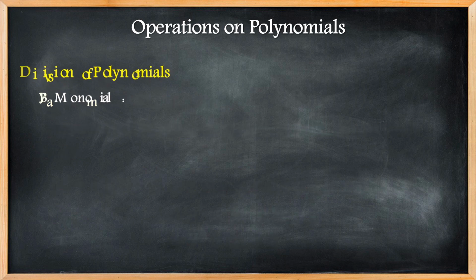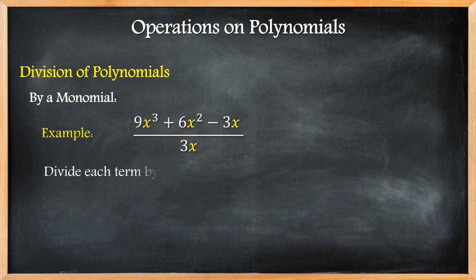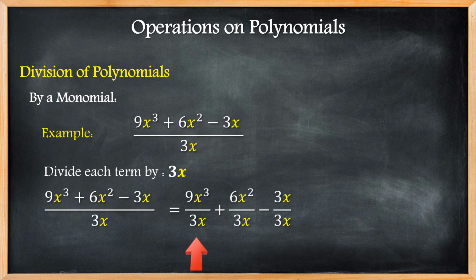Now, let's move on to division of polynomials. First, we'll divide a polynomial by a monomial. To do this, we divide each term in the polynomial by the monomial. For example, 9x cubed plus 6x squared minus 3x divided by 3x gives 9x cubed divided by 3x equals 3x squared. 6x squared divided by 3x equals 2x.